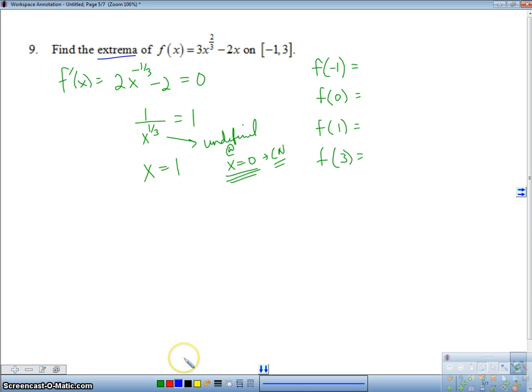When we plug all those in, I did the math here. f of -1 should be 5. f of 0 should be 0. f of 1 should be 1. And f of 3 is around 2.4.